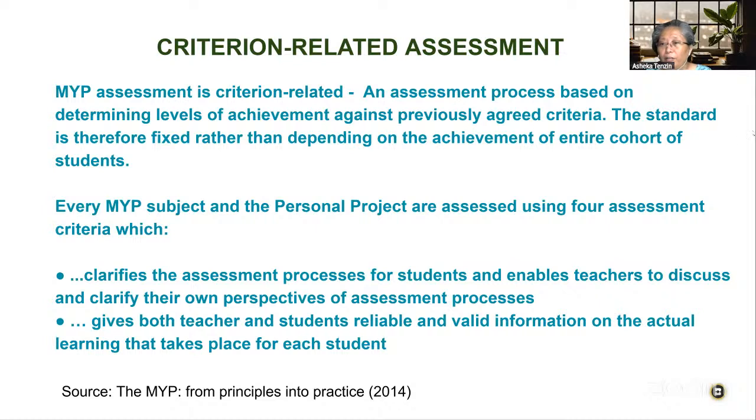Now, what is the meaning of criterion related assessment? When I say that MYP assessment is criterion related, that means the process is based on finding out the different levels of achievement based on previously agreed criteria. Every subject has criteria on which they are assessed. There are 4 criteria, named criterion A, criterion B, criterion C and criterion D. Now I'll show you the names of the different criteria in the different subjects. There is another tabular column where you will get an idea of what all the criteria are.